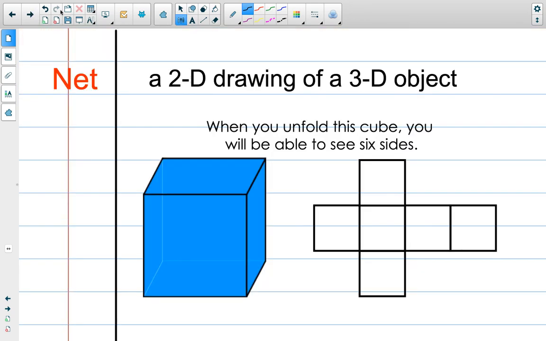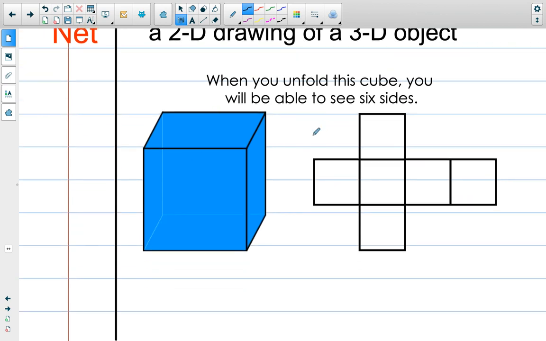Next thing I want to talk about are nets. A net is when you unfold a 3D object and see what it's made up of. When we made this cube, if I unfolded this, I would get something that looks like this. You could unfold it different ways. This is just one way I could unfold it. It's made up of 1, 2, 3, 4, 5, 6 different squares.